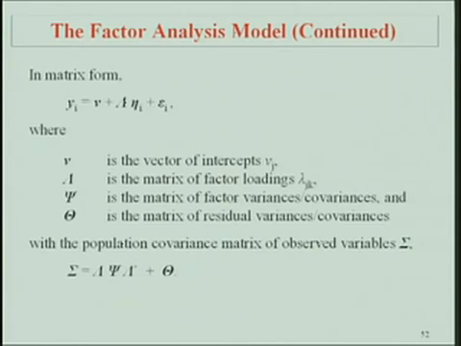And then again, as we saw before the break, psi is the matrix of factor variances and covariances, and theta is the matrix of residual variances and covariances. That's a notation we're going to use throughout. And you have then a population covariance matrix for the observed variables y, which we call capital Sigma, and you have this common form: Sigma equals Lambda Psi Lambda prime plus Theta.